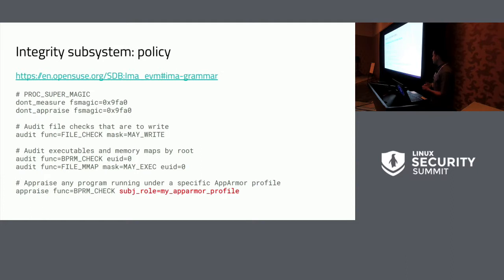It basically says, only execute this particular appraisal or audit if the process is going to be running as a particular profile, in a particular role. So for this case, this would only trigger if the process was running as my AppArmor profile, a particular profile.